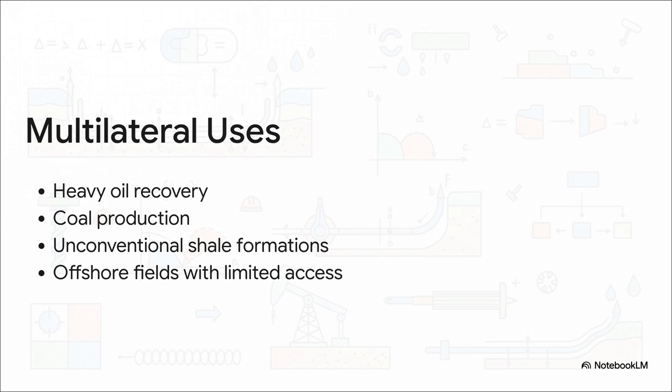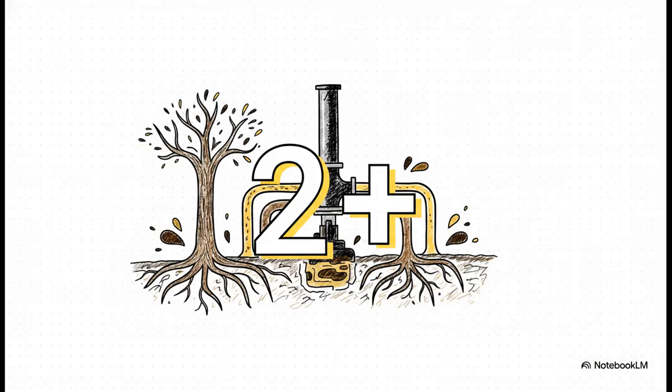These are the heavy hitters used in the absolute toughest environments on Earth, recovering dense heavy oil, tapping tight coal seams, draining low permeability shales, and operating on offshore platforms where you just don't have the surface space to drill 100 individual wells. Basically, a multilateral well is a system where two or more horizontal branches all feed back into one main vertical pipe, the mother bore.